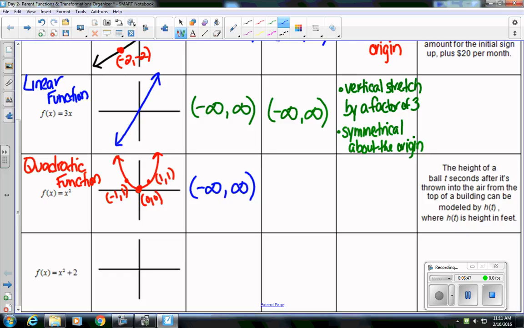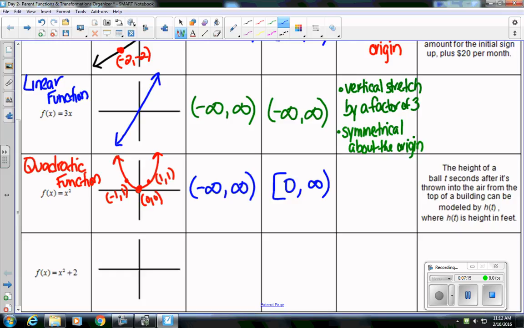For range, we are talking about bottom to top. So how far down does it go, and how far up does it go? Well, this graph starts at 0, and 0 is included in the graph, so it gets a bracket for interval notation. And both of our arrows are pointing up, so it goes up to positive infinity, and it will never come back down because both of those arrows are pointing up.